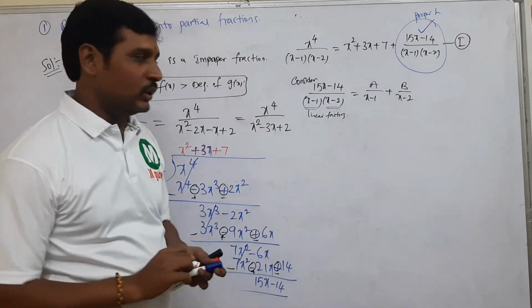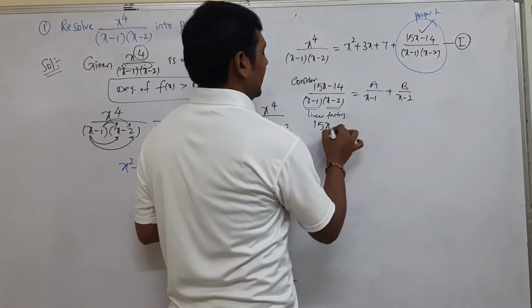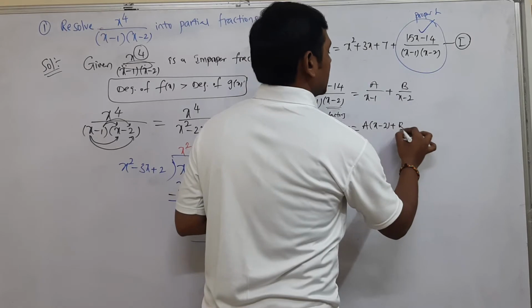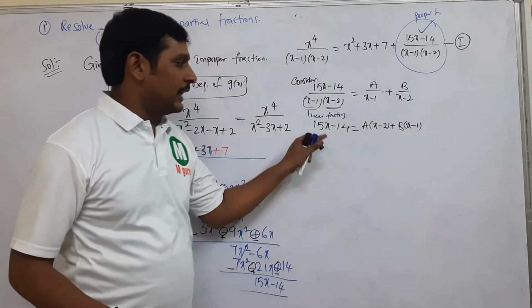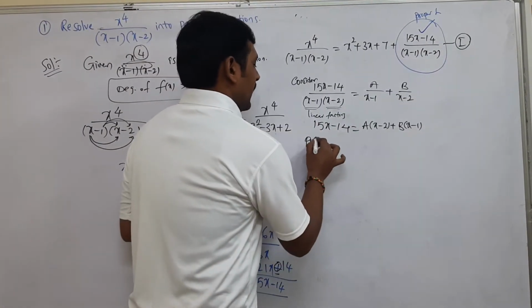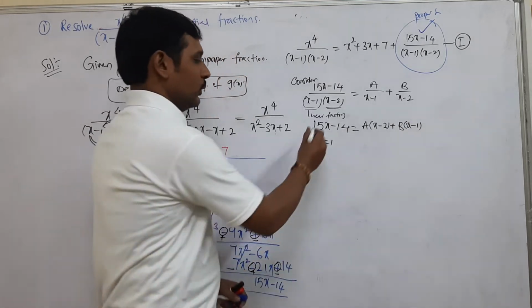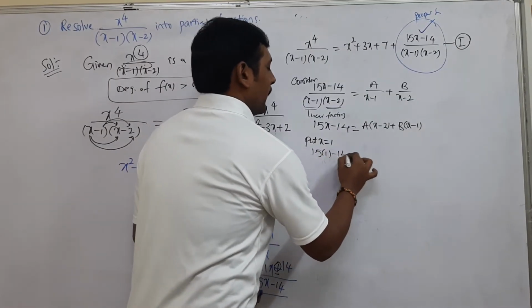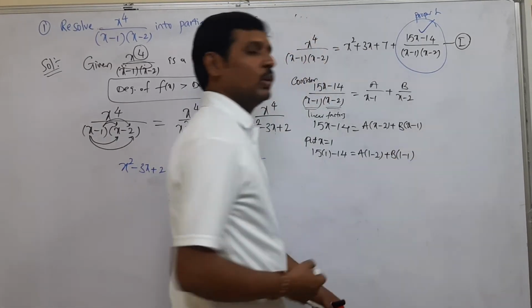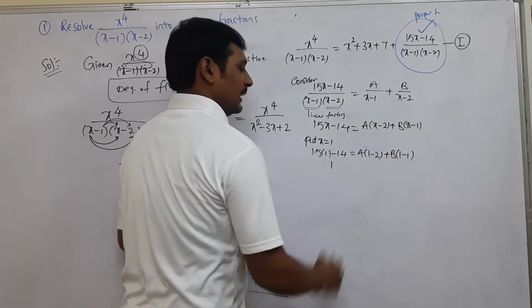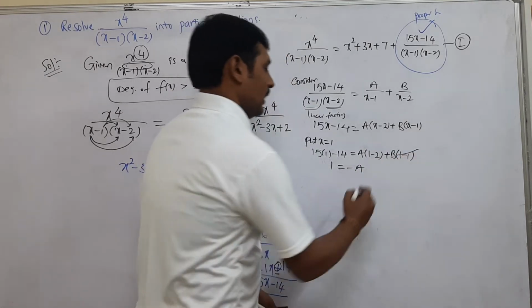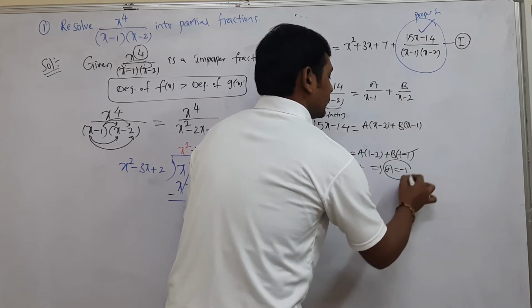Now let us find those values. To get the values, 15x minus 14 can be written as a into x minus 2 plus b into x minus 1. Here we need to find the values of a and b. To get the values of a and b, let us put x equal to 1. So what happens? 15 into 1 minus 14 is equal to a into 1 minus 2 plus b into 1 minus 1. 15 minus 14 is 1. A into 1 minus 2 is minus a. This gets cancelled, which implies a is minus 1.